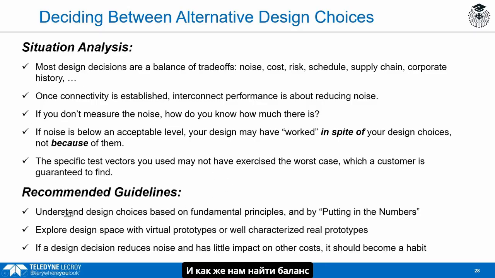And so how do we balance those trade-offs? You got to understand those design choices based on the fundamental principles and by doing estimates, putting in the numbers. You want to explore design space with virtual prototypes. That's using simulation, which is a little more complicated, or well-characterized real prototypes, and that's what we illustrated here. If your design decision reduces noise and has little impact on the other costs, you should always do it. What's not to like about it? It should become a habit.